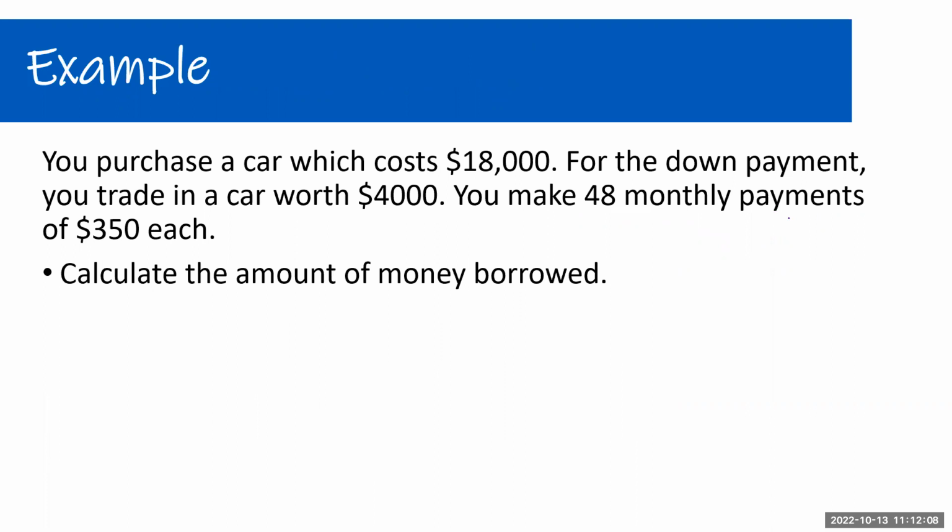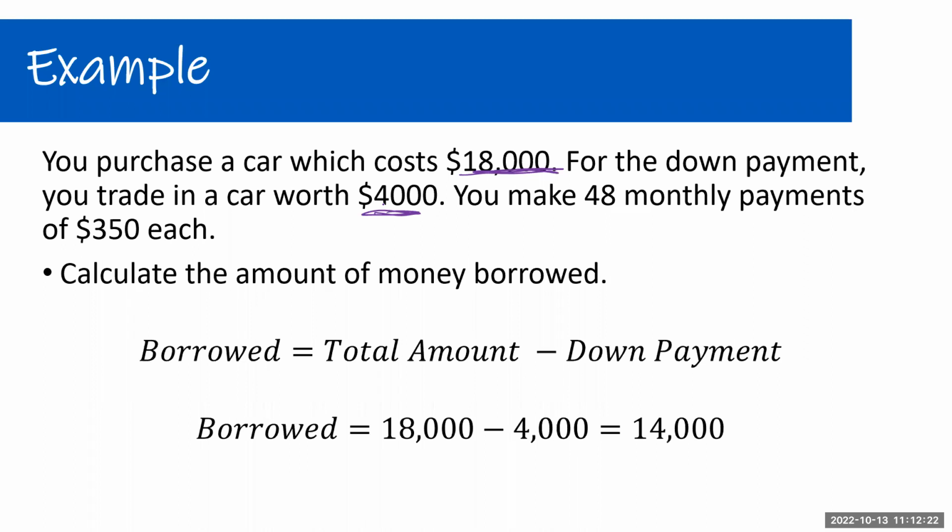So first, we purchased that car and we want to know how much we borrowed. Well, it was $18,000 and we had a $4,000 down payment. So we only borrow $14,000. Okay, simple enough.